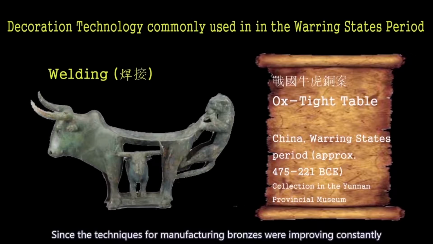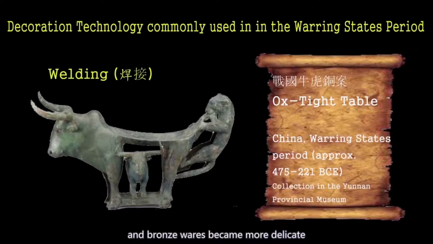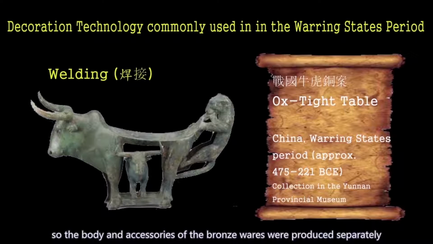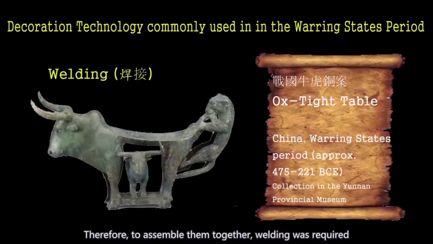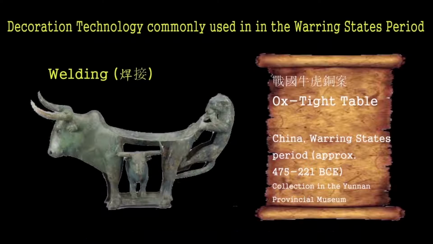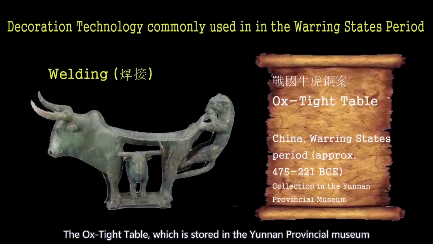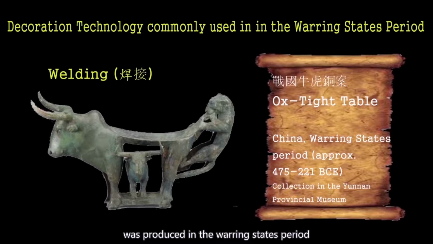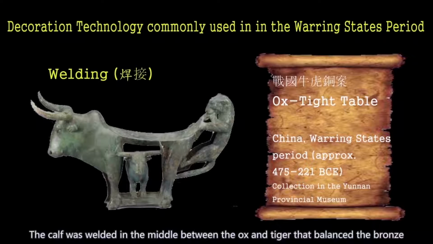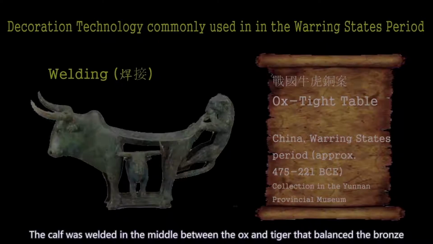Since the techniques for manufacturing bronze were improving constantly and bronzeware became more delicate, the body and accessory of the bronzeware were produced separately. Therefore, to assemble them together, welding was required. The ox-tie table, which is stored in Yunnan Provincial Museum, was produced in the Warring States period. The calf was wedged in the middle between the ox and tiger that balanced the bones.